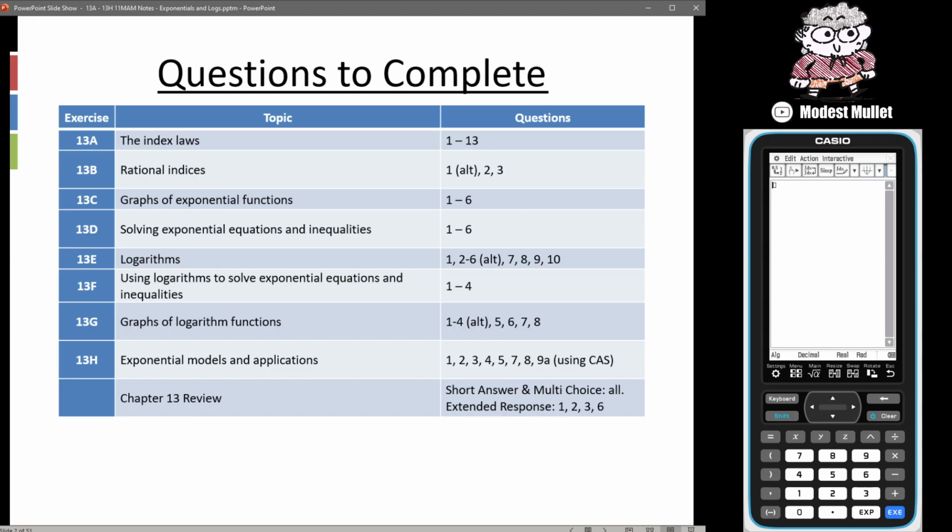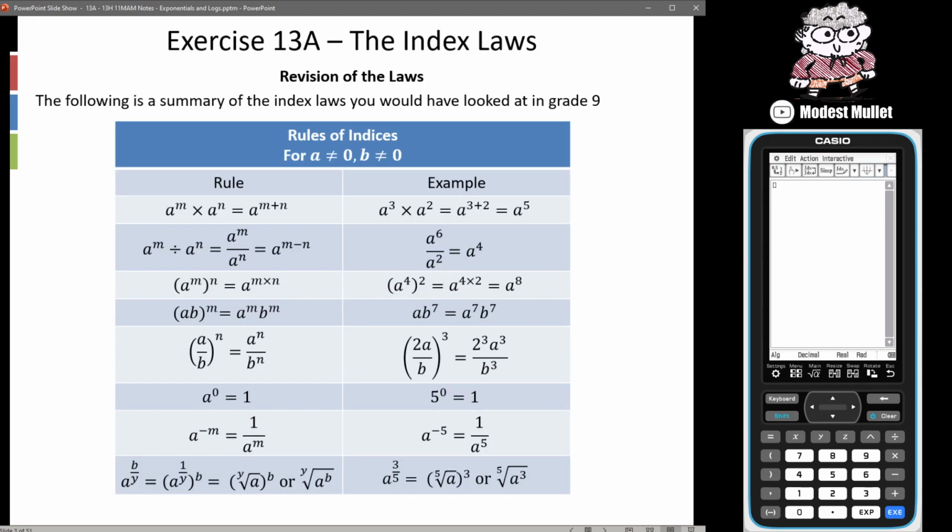But let's get straight into it. Today we're going to be looking at exercise 13A and 13B because both of these are technically revision of Year 9 curriculum, actually. So hopefully you remember them, and maybe you did some of them last year as well. But let's get straight into it.